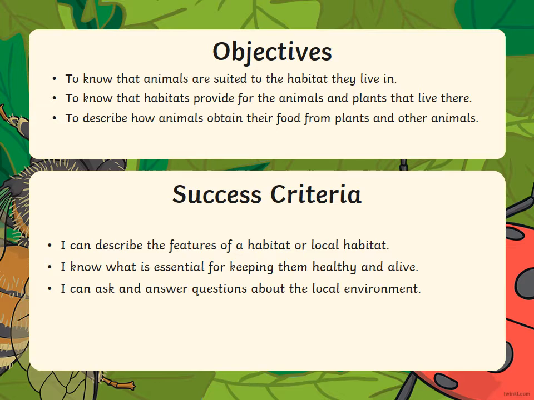Success criteria: I can describe the features of a habitat or a local habitat. I know what is essential for keeping them healthy and alive. I can answer and ask questions about the local environment.